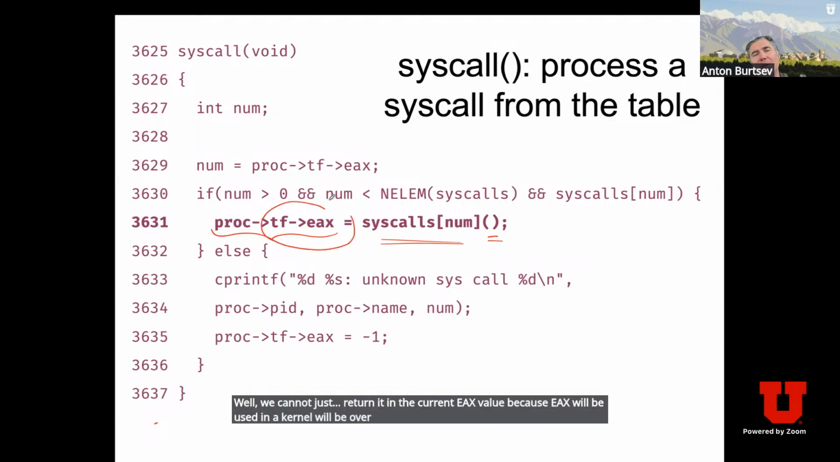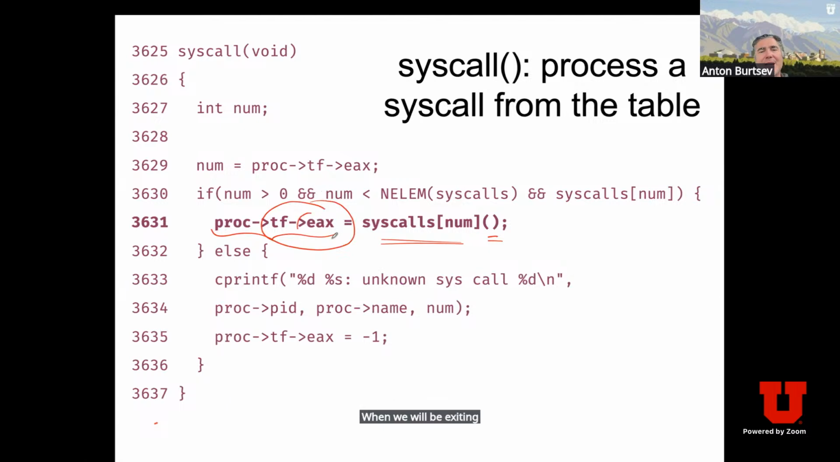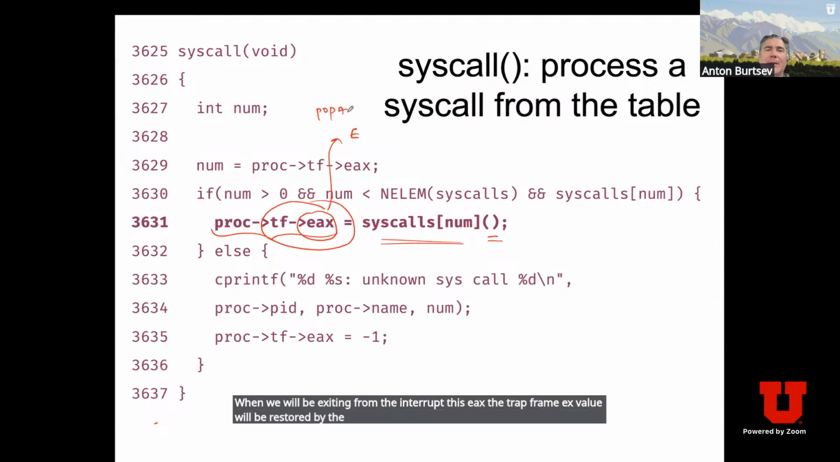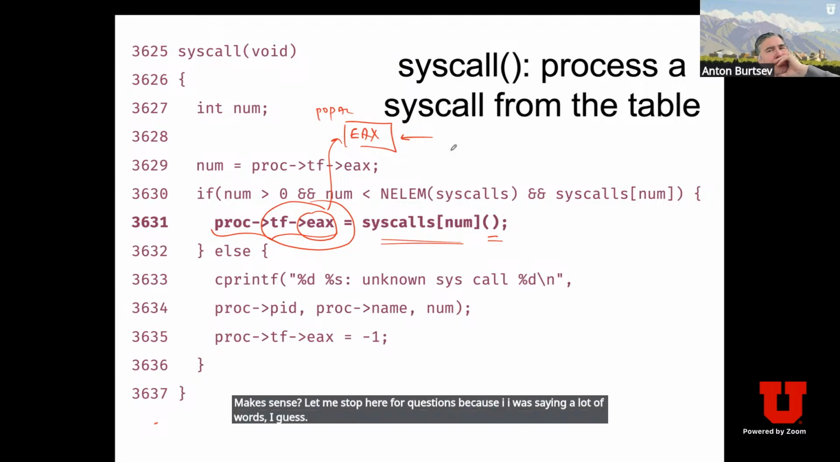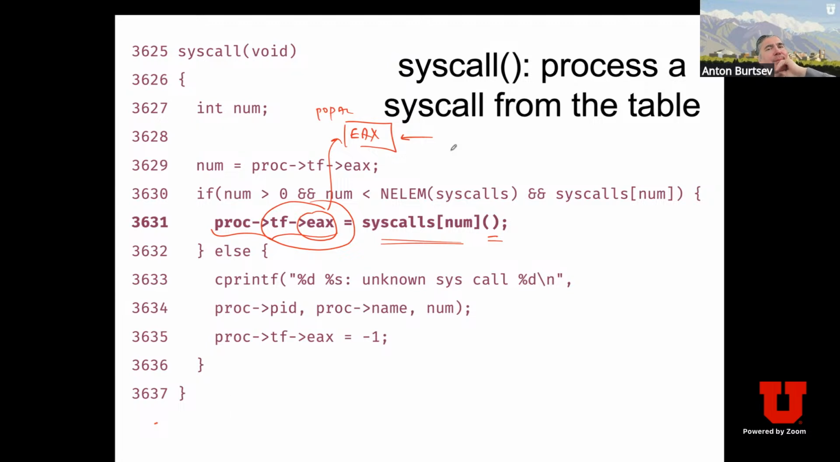But if we save it on the trap frame, when we exit from the interrupt, the trap frame EAX value will be restored by the pop all instruction into the real EAX register, and this register, when we do the IRET, will be visible to the user later. Make sense? Let me stop here for questions, because I was saying a lot of words, I guess. All clear?